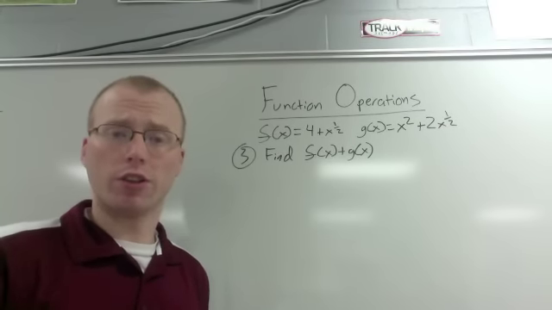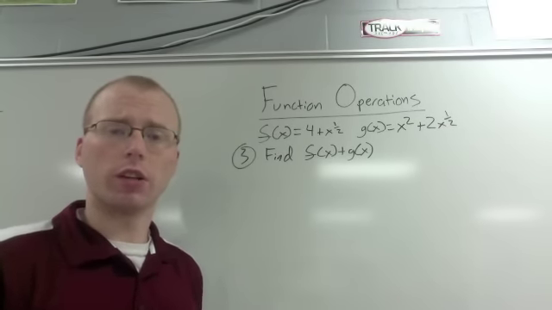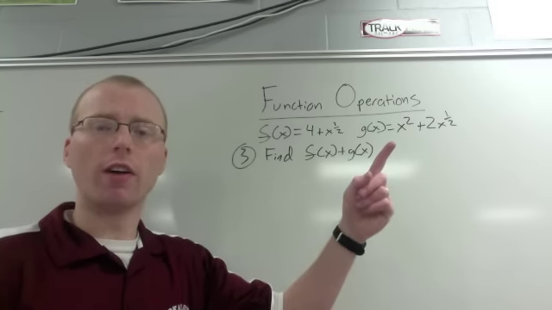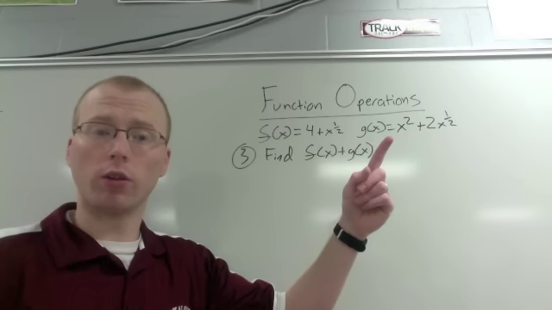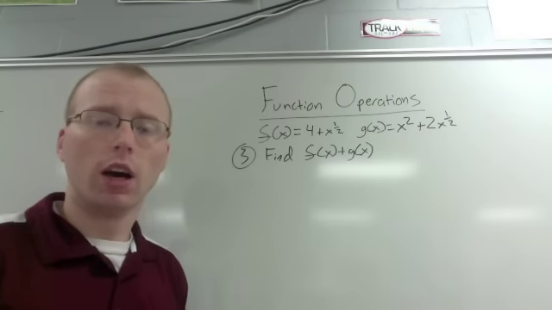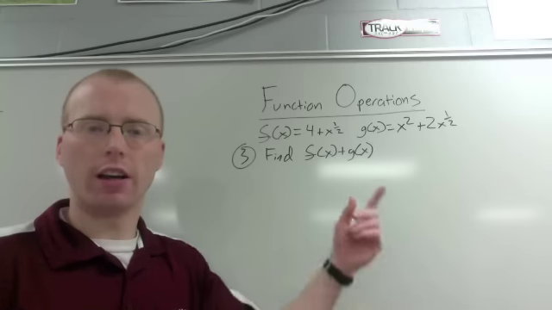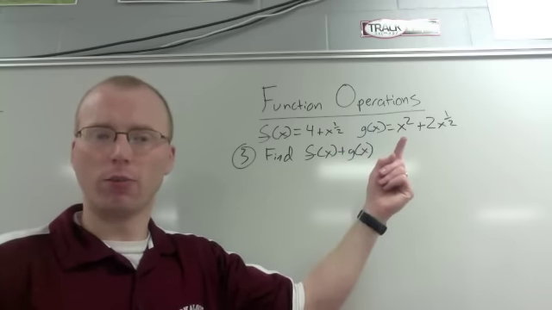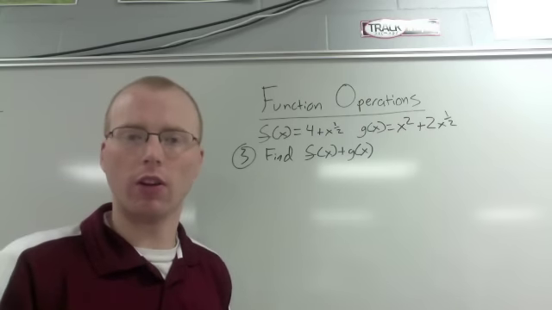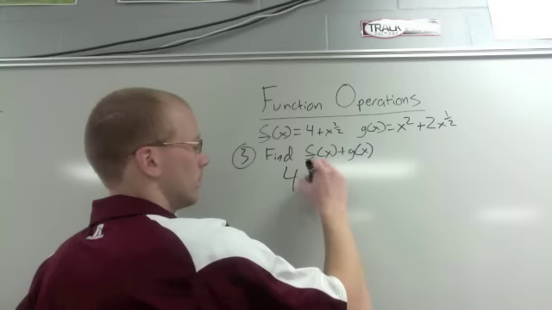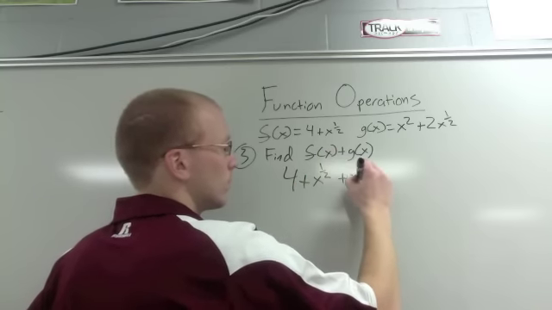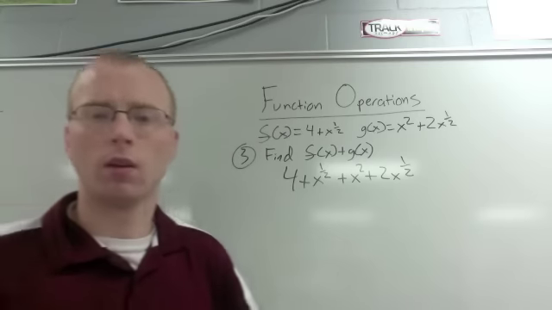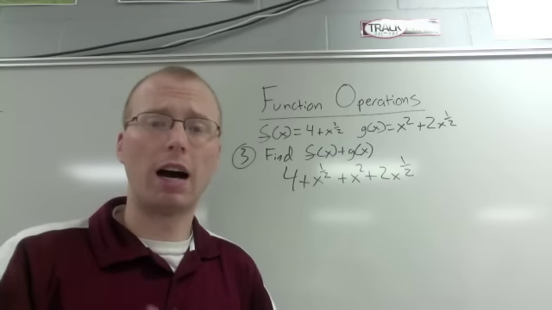So now we're going to add functions together. If you notice, I have two functions. I have f of x equals 4 plus x to the 1/2 power, and I have g of x equals x squared plus 2 times x to the 1/2 power. If I want to add these two functions together, I can just add 4 plus x to the 1/2 and x squared plus 2 times x to the 1/2 together. After I add them together, I'm going to combine my like terms.